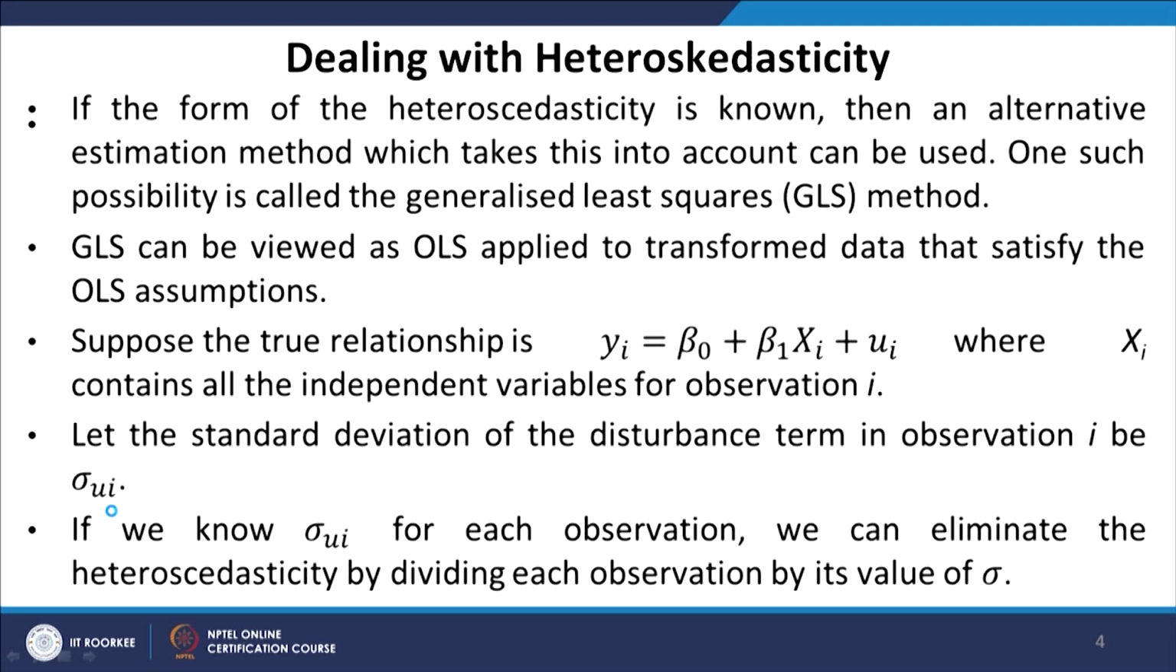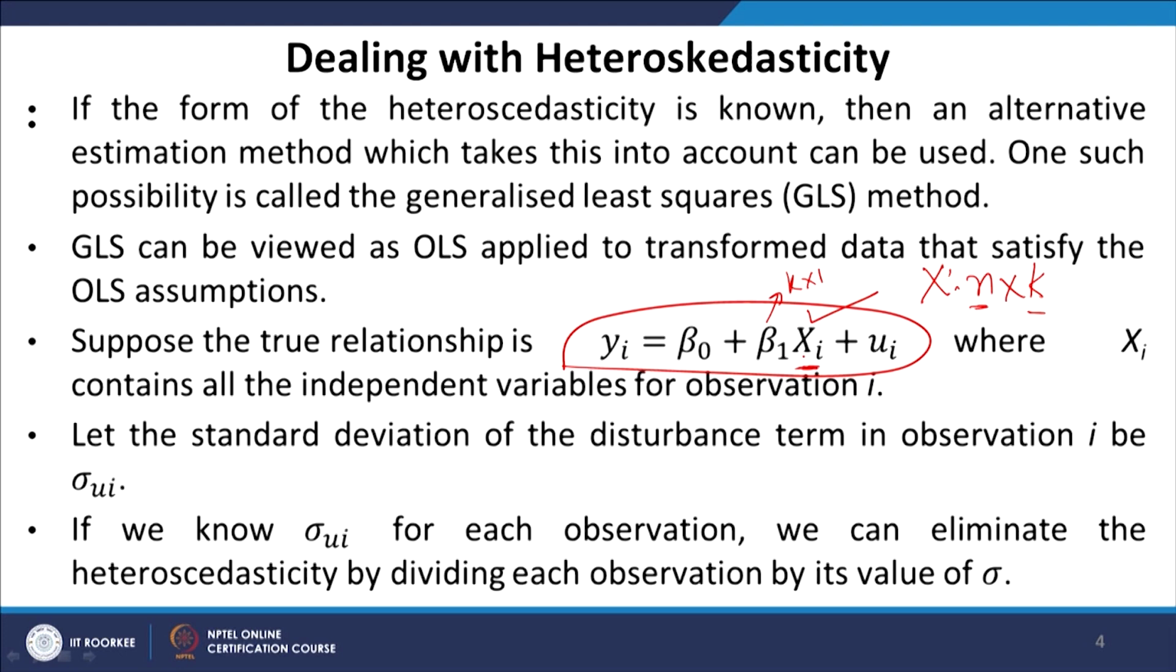Suppose the true relationship is given by this, where x_i contains all the independent variables for observation i. This is for a single observation. If you remember, our X was an n by k matrix where there were n observations. So, this x_i will have only one observation and k independent variables. Given that, beta will be a k by 1 vector, x_i is a 1 by k vector, plus we have u_i, where x_i contains all the independent variables from observation i.